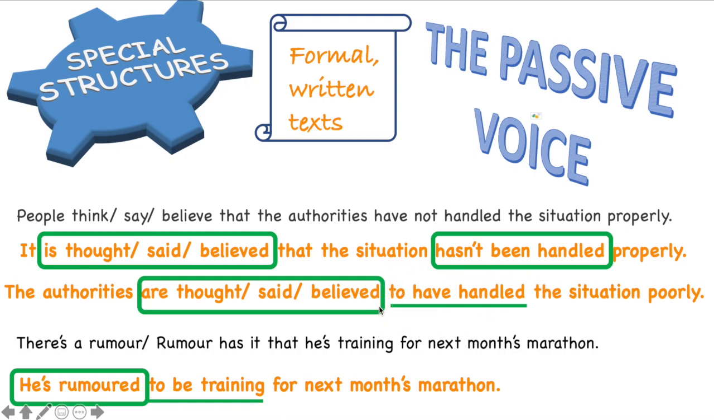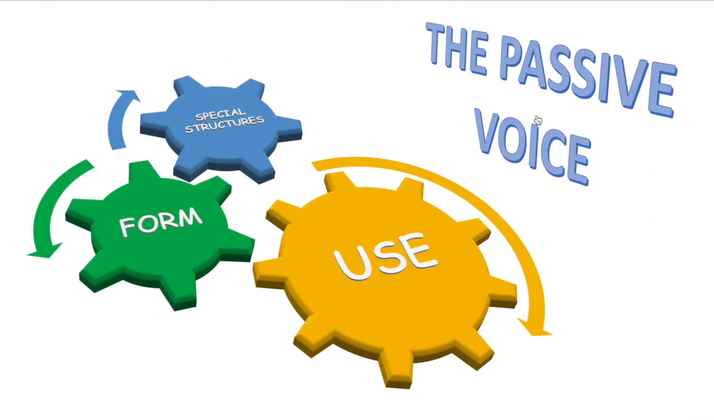In the example above, to have handled shows that the action happened sometime in the past, and then to be training shows that the action is ongoing, it's still happening. So we can use the perfect infinitive or a form of the present or continuous infinitive as well. So this is all you need to know about the passive voice. I hope you will use it successfully. Good luck in the future.